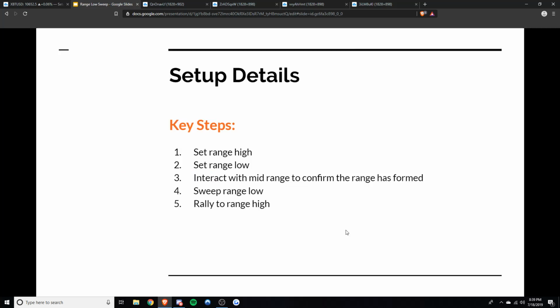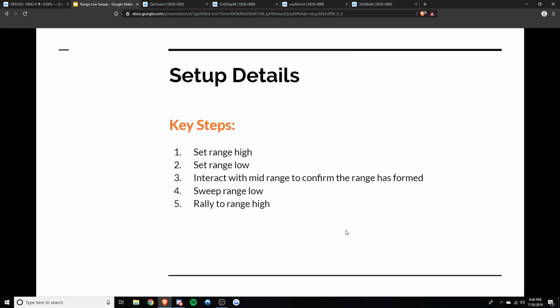So some setup details, the key steps. You first set the range high, then set the range low. And you want to interact with the mid-range to confirm that the range is formed. So once price interacts with the mid-range, whether that be as resistance, or break above it and retest it as support, as long as it's interacting well with the mid-range, that is confirmation that you have the right high and low marked for the range to be set. So those three rules are pretty strict. You want to stay to those.